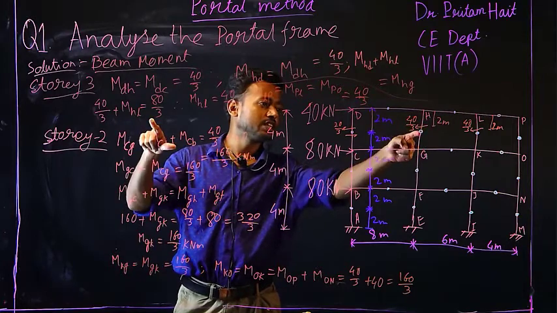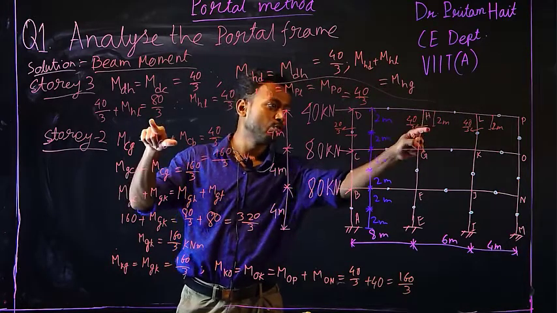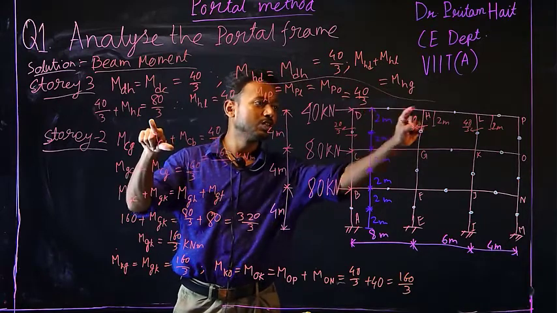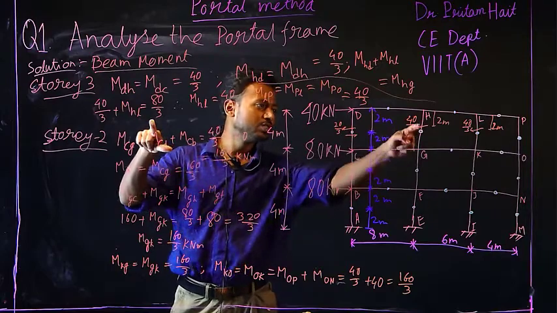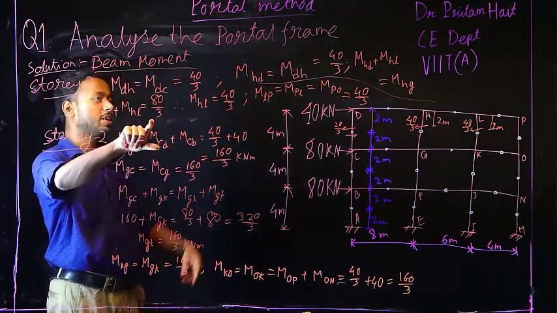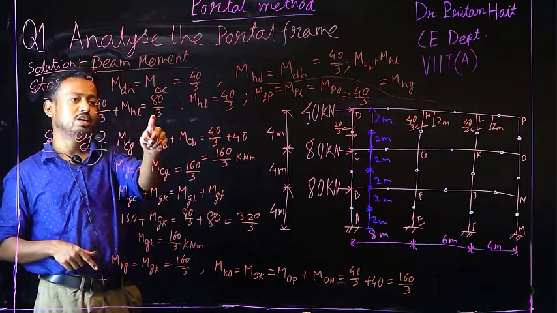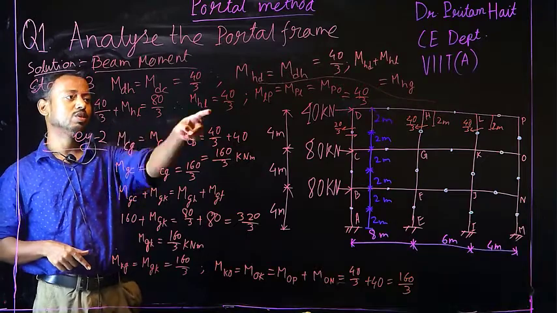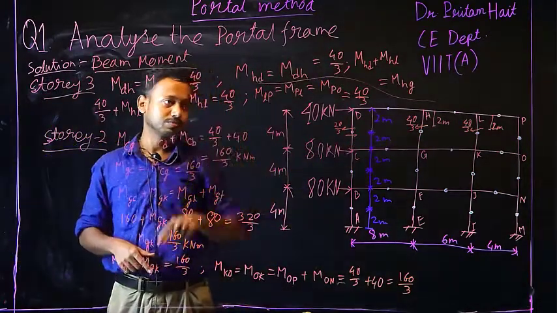This shear force is acting just above the point of contraflexure, and it is acting at 2 meter distance. Total is 4 meter, so this is 2 meter. So 40 by 3 into 2, that is 80 by 3. So MHG equals 80 by 3. So I put here MHG equals 80 by 3. So MHL equals 80 by 3 minus 40 by 3 equals 40 by 3. So MHL equals 40 by 3.